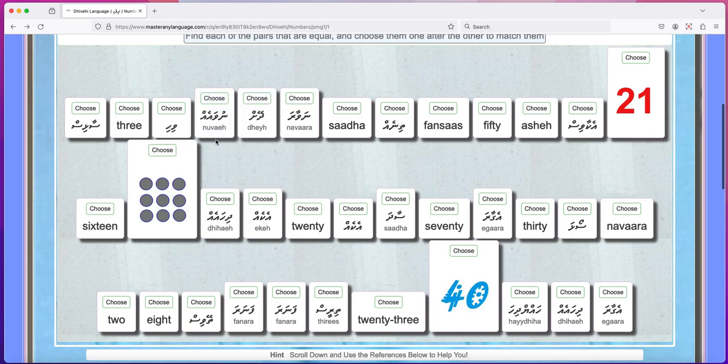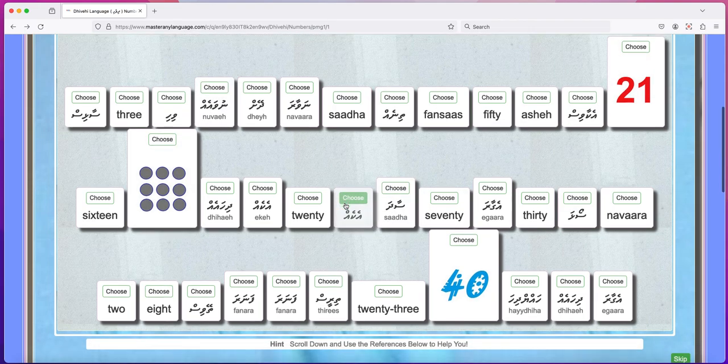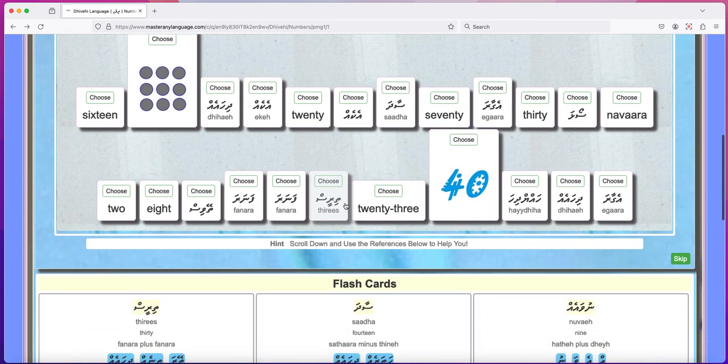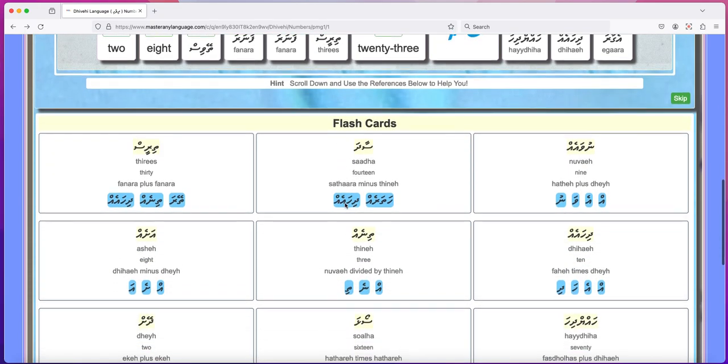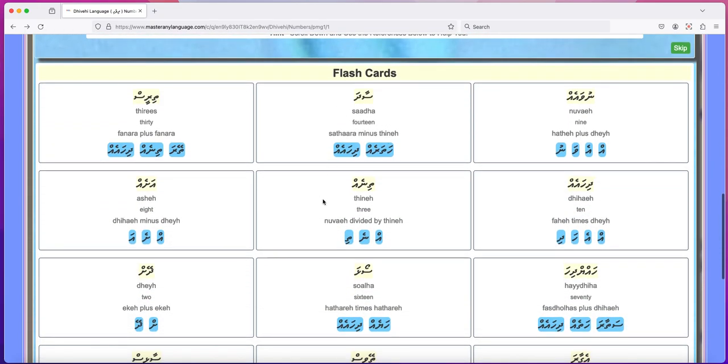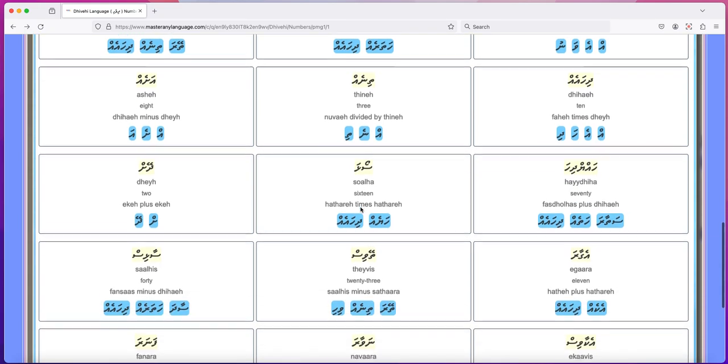This is the first problem. Basically, this is matching one for one. We find one word and we match it to another, or the meaning or the picture. And below here we have a set of flashcards that we could use as a reference, which would help us through.